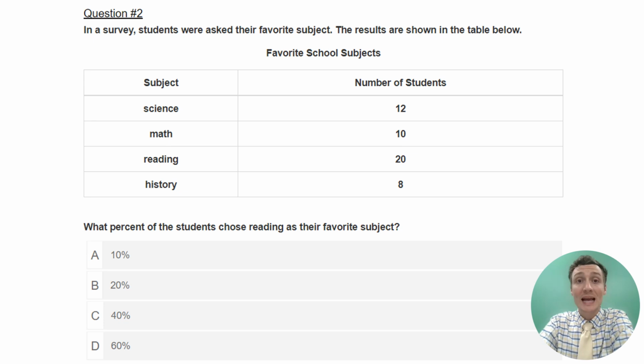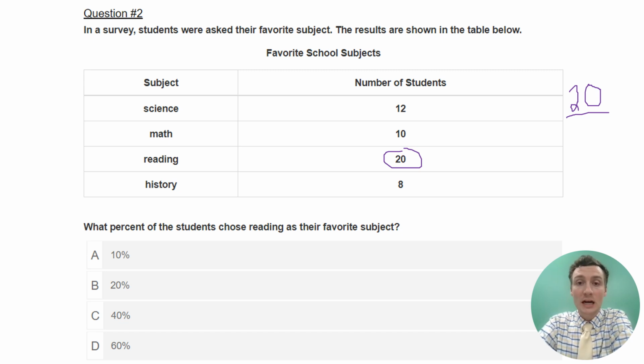Well, we know a percent can also be represented as a part divided by the whole. Now, the part on this is very easy because reading is given. It's 20. So 20 is my part. And then if I divide that by my whole, I'll get my answer. However, I don't have my whole here. You can calculate the whole by adding up all of the values of students' favorite subjects, right?